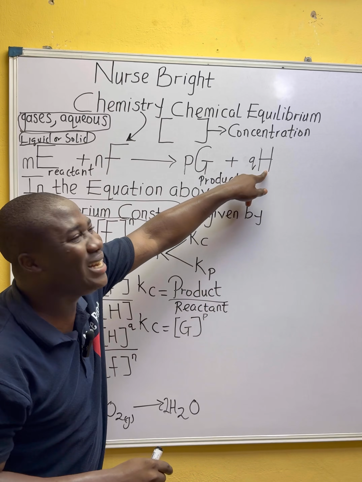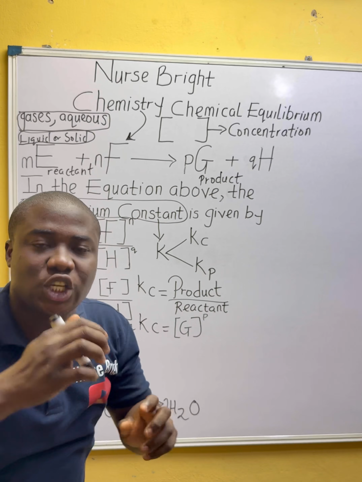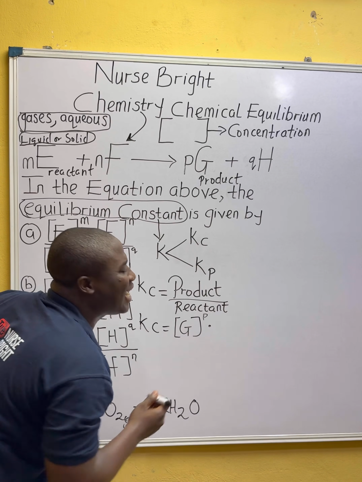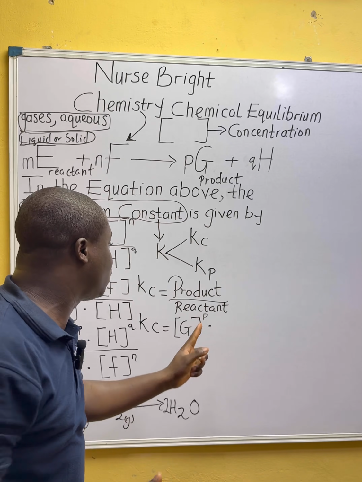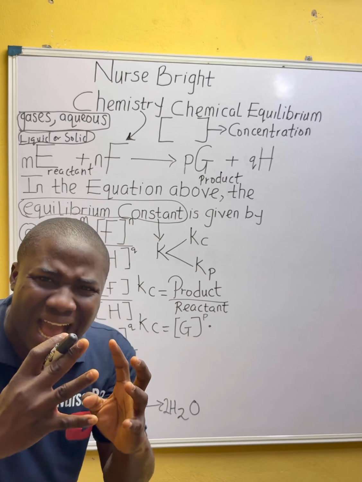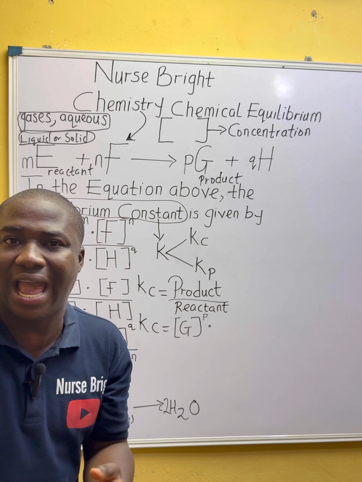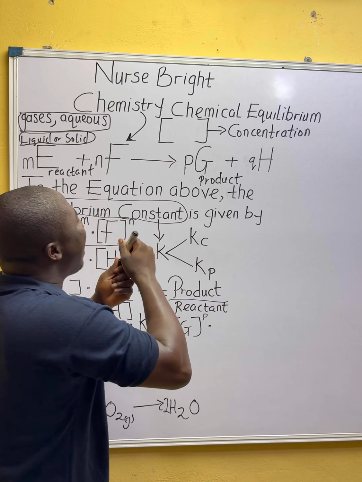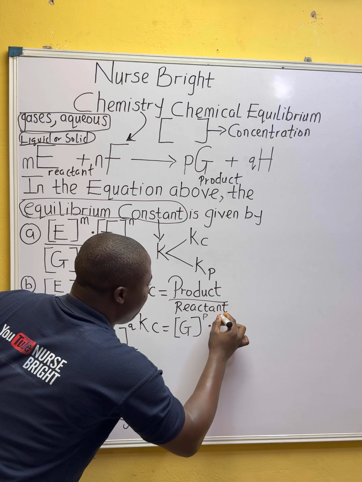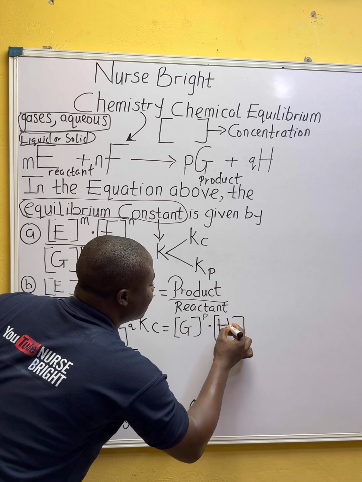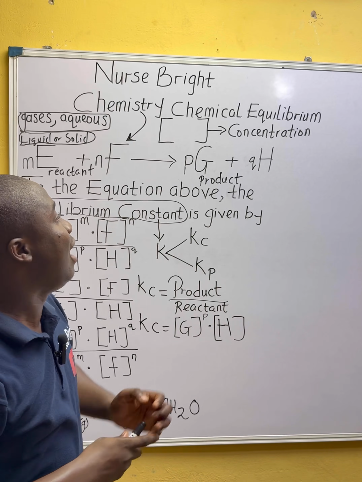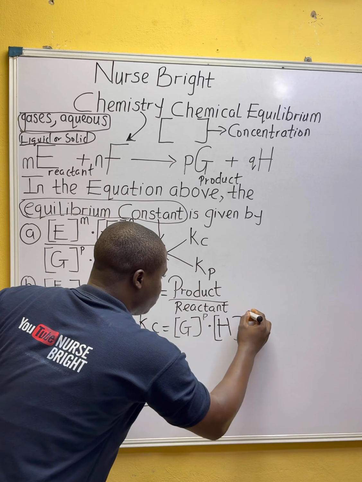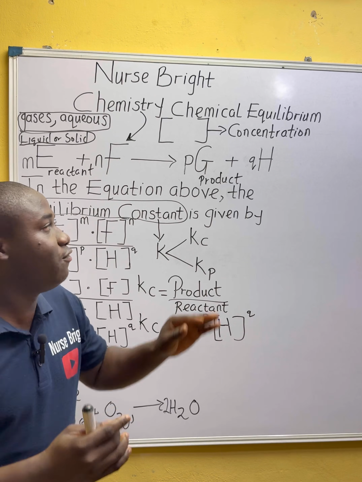Now going to the next element, which is H, I will times, not plus. This dot means times in this aspect of chemistry, just as a dot in math is times. So times H, still inside a bracket, and what is standing in front of it, which is the coefficient, should be raised as a power. And what is that? Q. So we are done writing for our product.